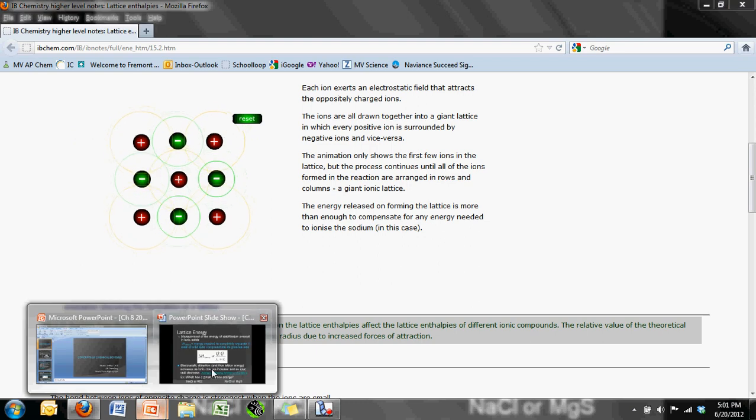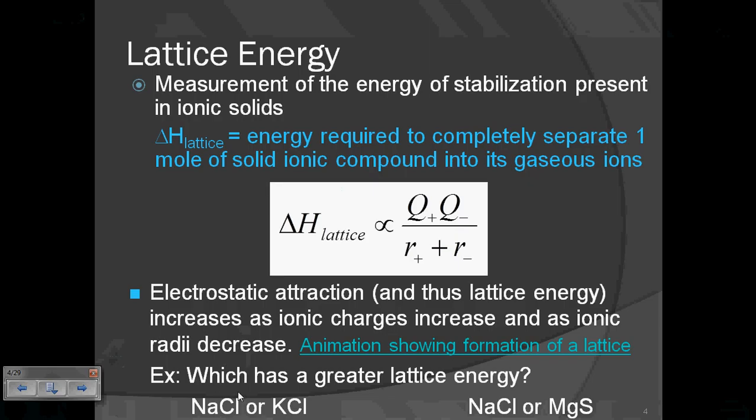Now back to the PowerPoint. This is again a quick understanding check for you. Figure out between NaCl and KCl which one has a greater lattice energy. Cl is common in both, so its charge or size doesn't matter. Sodium and potassium both have +1 charge, so ultimately you're looking at the size. Since the size of the potassium ion is much bigger than the sodium ion, KCl will have a lower lattice energy than NaCl. So the greater lattice energy will be NaCl.